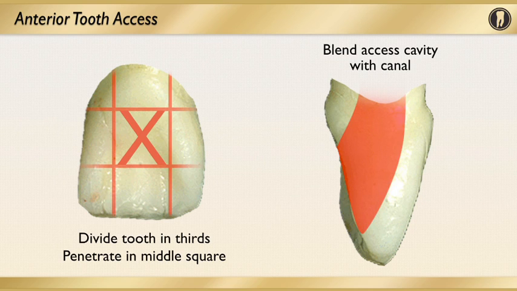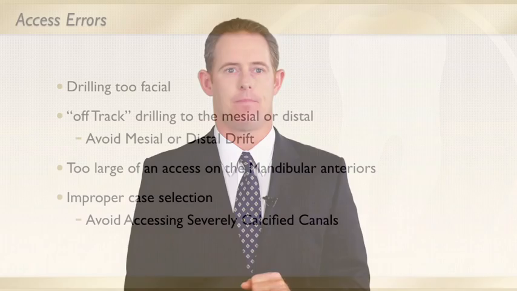Here's a great way to pinpoint your access. Divide your tooth in thirds, and then you want to penetrate that middle square. And you're not going to go straight in. You're actually going to start to drill a little bit lingual, facial, and then lingual towards the pulp chamber.